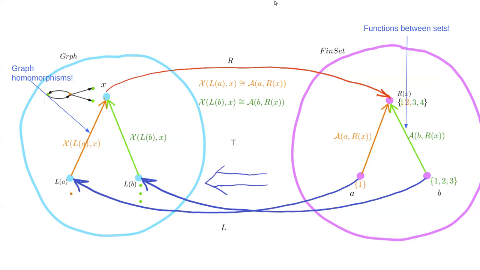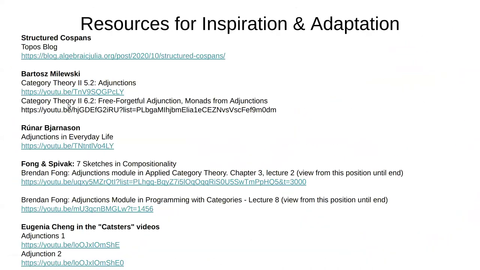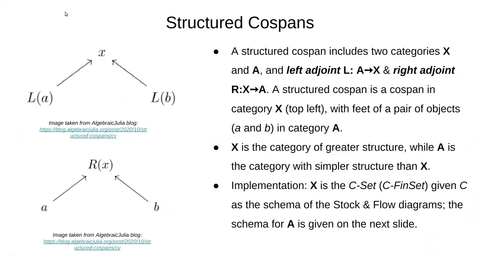So let's talk about these things. Remember we were talking about them earlier? Remember this thing? You're going to recognize it. Make a note of this. Just look at this. We have L of A, L of B, and X, and then here we have A, B, and R.